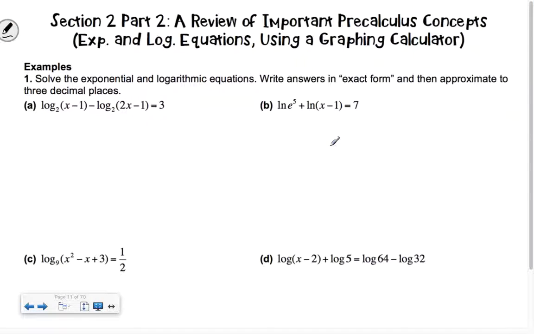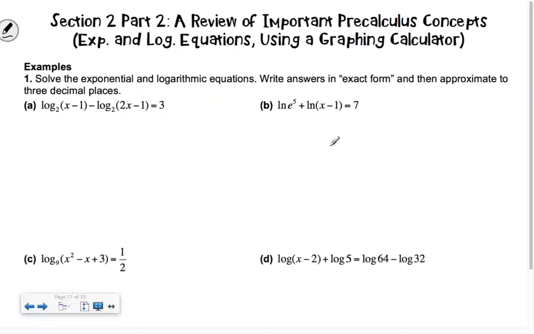So section 2, part 2 is a review of more pre-calc concepts, but this time we're going to talk about exponential and log equations and using a graphing calculator. All right, so the first one says solve the exponential and log equations, write the answers in exact form, and then approximate to 3 decimal places. So have your calculator out and ready, because we're approximating.